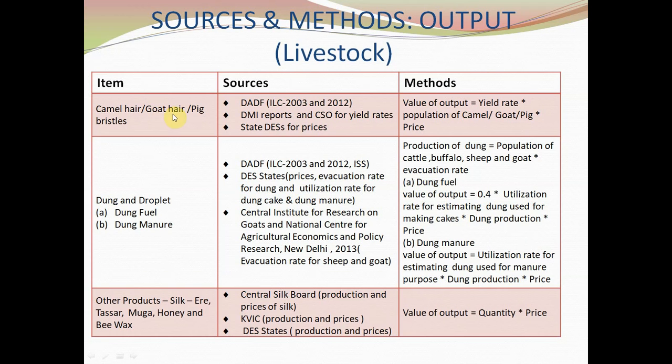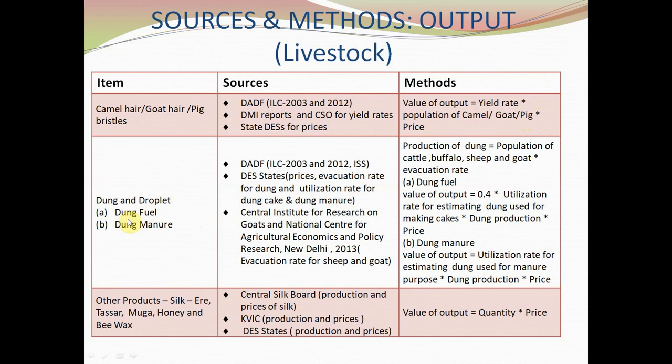Then camel hair, goat hair, and pig bristles. For this, the DMI report, DADF and the livestock census 2003 and 2012 results are used. DMI reports and CSO data for yield rates and state DES for prices are the sources. Value of output is calculated by yield rate multiplied by population of camel or goat or pig into price.